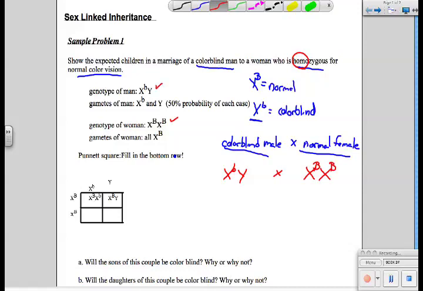Now, this male, when he's producing sperm, the pairs split up during meiosis, so I can have a sperm that has X little b, or in my other gamete, I could have the Y chromosome. The female can donate X capital B, and well, that's it. She only has X capital B and X capital B to offer. Now let's see what the kids look like. Put one parent across the top, one parent down the side of my square. I've already begun it here for you. Let's see if you can fill in the rest of the answer.